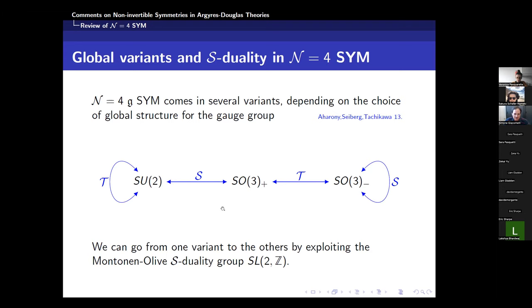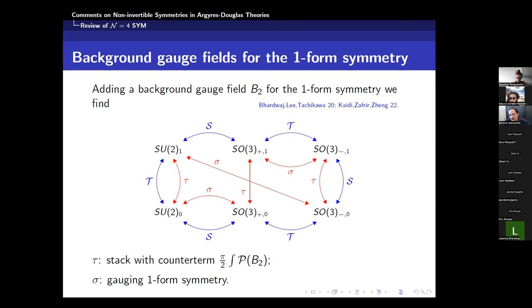Okay. Now, the story becomes a little bit more complicated if we add a background gauge field for the one-form symmetry. It is well known that all these models have one-form symmetry equal to the center of the gauge group. And here we have this more complicated diagram in which each global variant has an extra label, 0 or 1, depending on whether we include a counterterm of this type or not. And we also have this new operation tau, which corresponds to starting with this counterterm, with the Pontryagin square of the two-form gauge field, and then sigma, which corresponds to gauging the one-form symmetry.